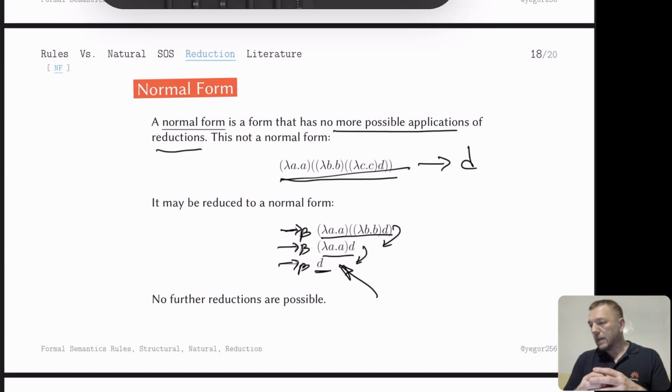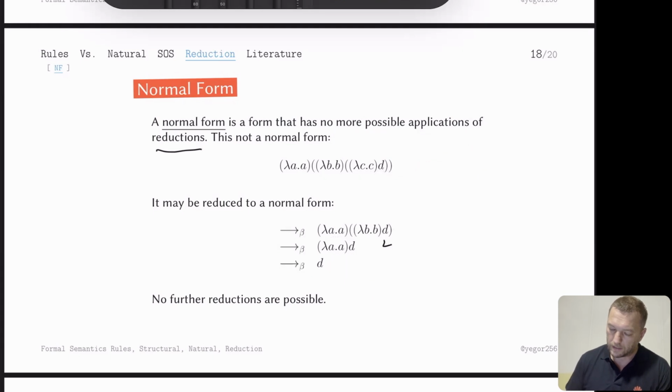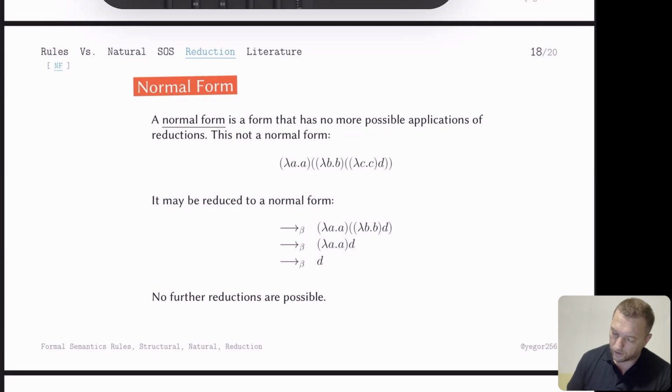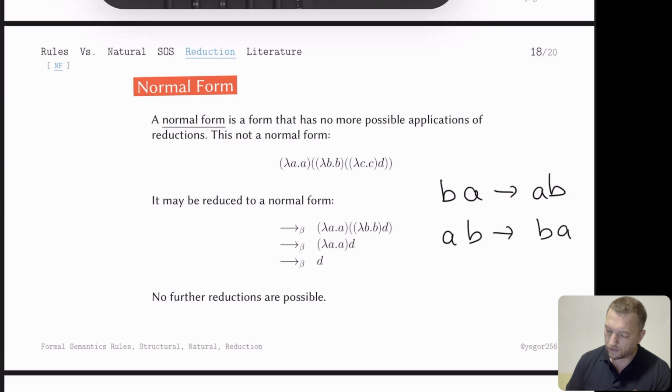But maybe there is an expression in your language which I give you, and you use your reduction rules, and you will not stop ever. For example, I can give you an example of a reduction rule set which will never stop. Let's say we say, in my language, if you see B and A, then reduce it to A and B. And if you see A and B, reduce it to B and A. So if you define these rules, then you will apply them endlessly.